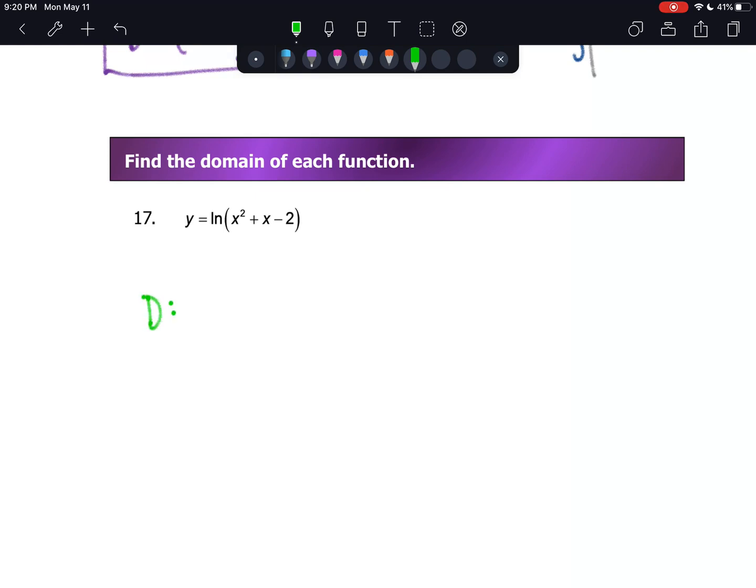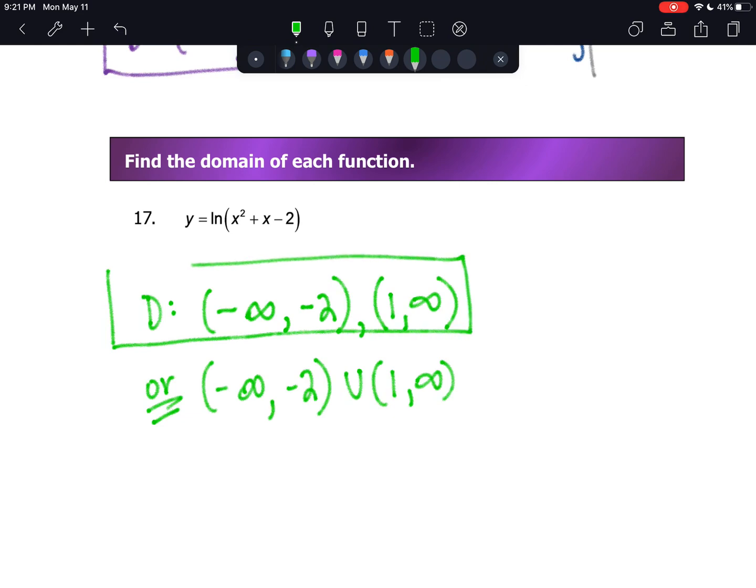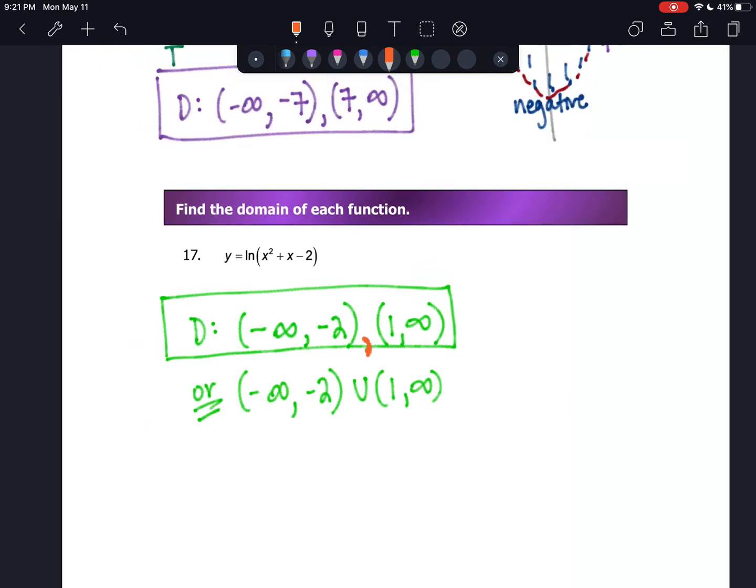Okay, welcome back. Hopefully you're ready to reveal the answer after some hard work, and you should have gotten the domain as -infinity to -2 and +1 to infinity. Now some people will write that -infinity to -2 union with 1 to infinity, and either one of those is correct. I tend to use the comma in between my two intervals, but it's completely a personal preference.